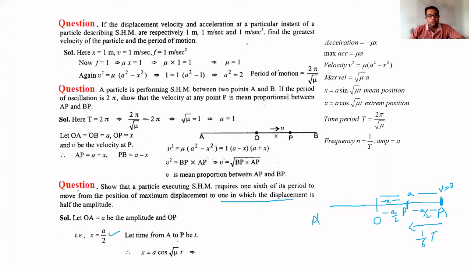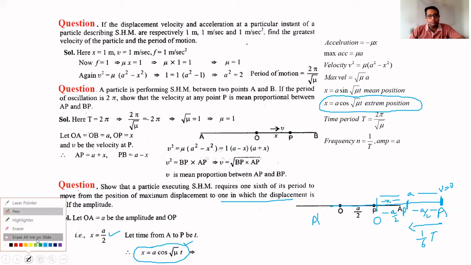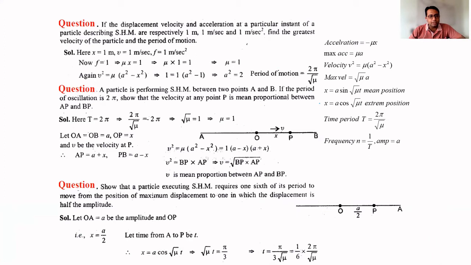Let the time from A to P be t. So whenever we measure the time from A to P, from extreme position to mean, we use this equation. You can see it in these formulas. So we will always use this equation. Now, cos root mu t, because the value of x is A by 2. So when you substitute A by 2 here, A will cancel out. What will you get? Cos root mu t is equal to 1 by 2.